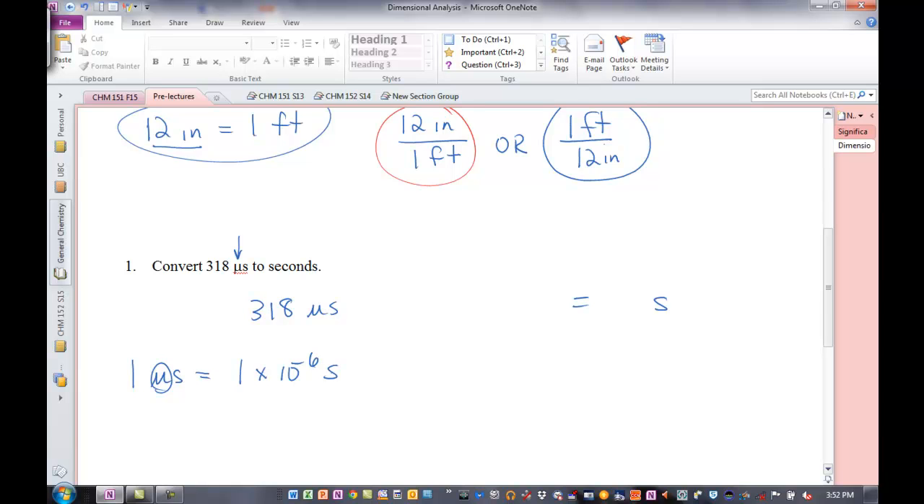So there's our equality. So make sure, if you're not good with the metric system yet, that letter just represents that number. And rather than having to write that number each time, we can just write a letter to represent that. It makes our lives easy. All right, so there's our equality. 1 microsecond is 10 to the negative 6 seconds. Let's practice writing the conversion factors.